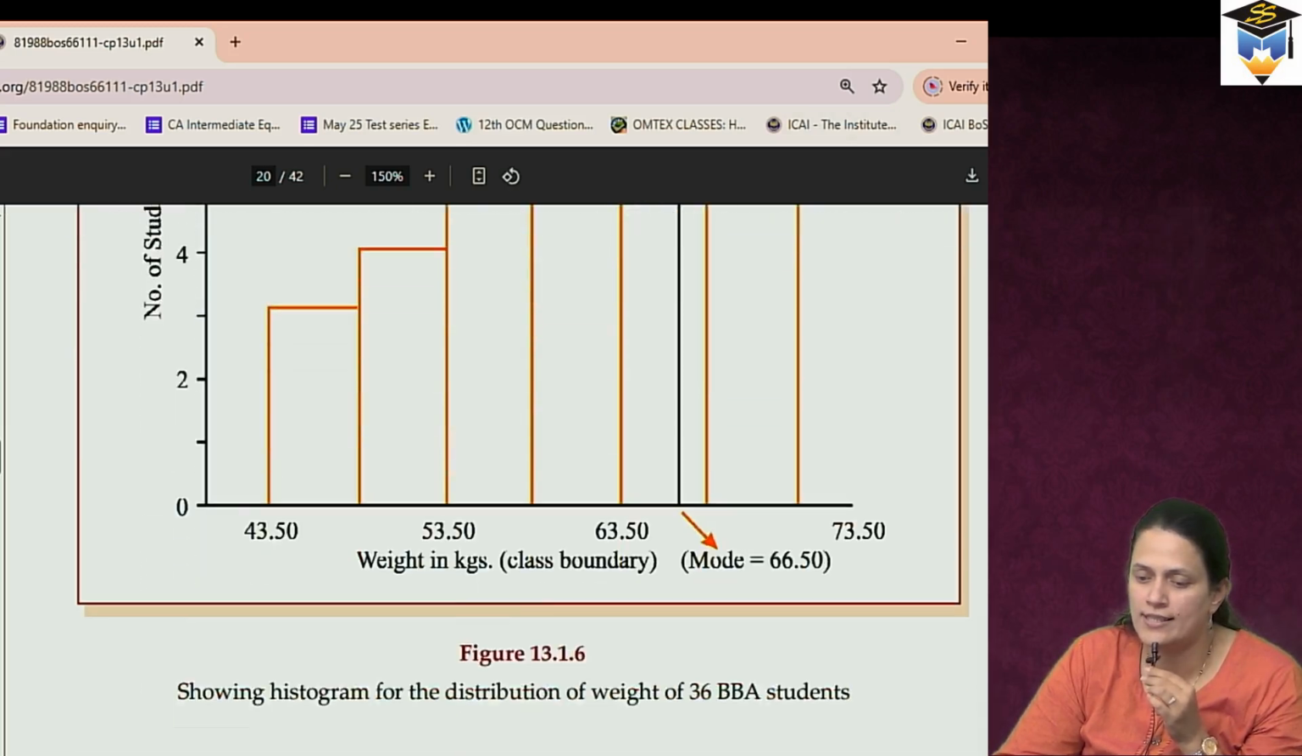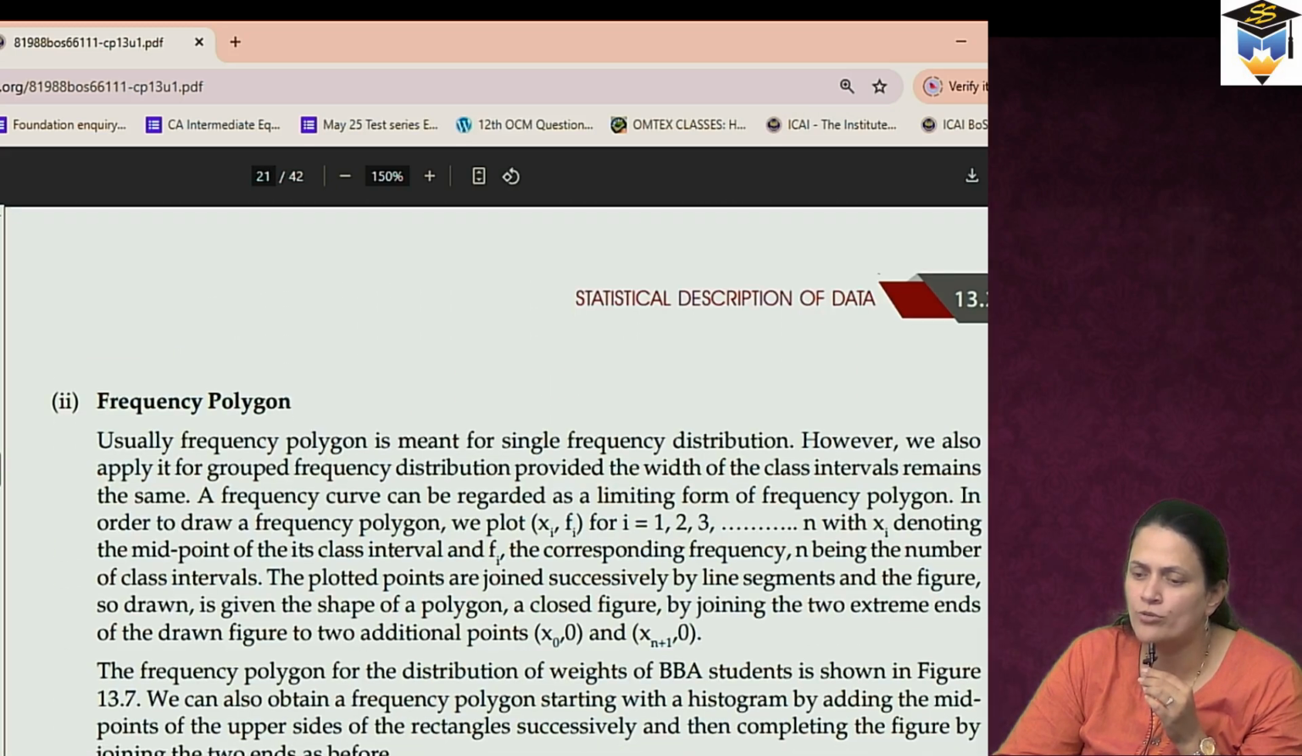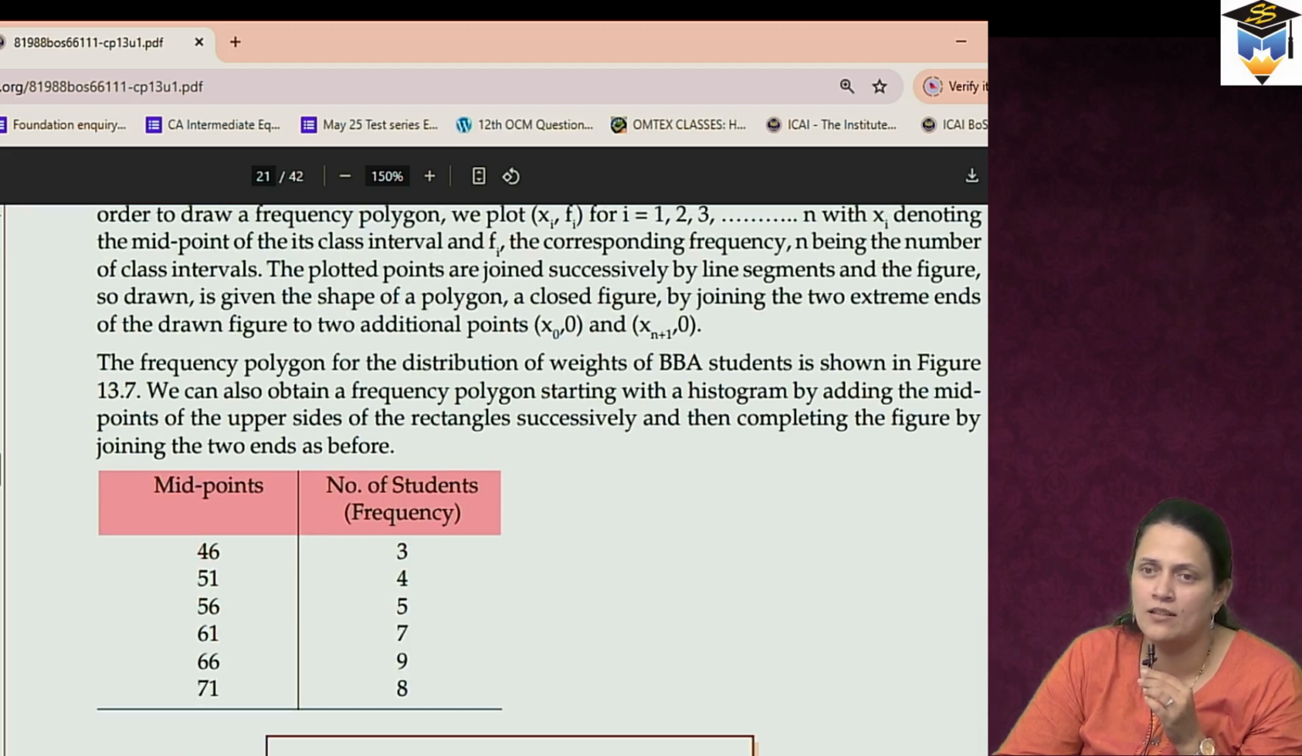Okay, now the mode concept also you don't know, right? How many of you know what is a mode, mean, median?